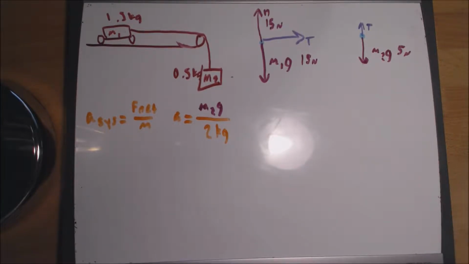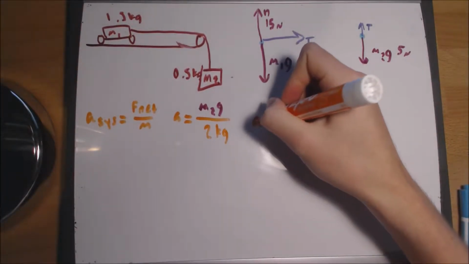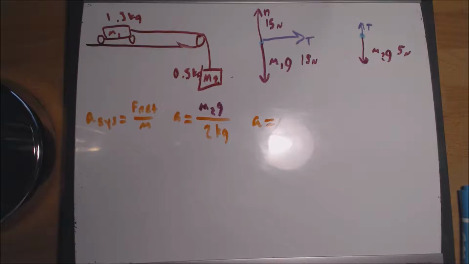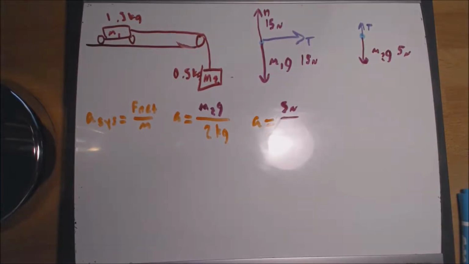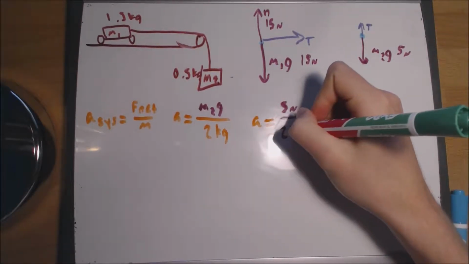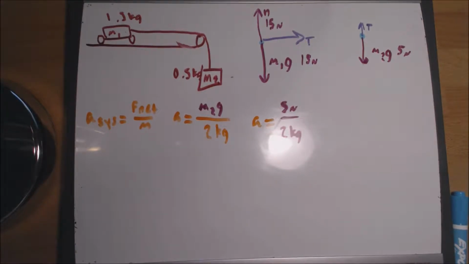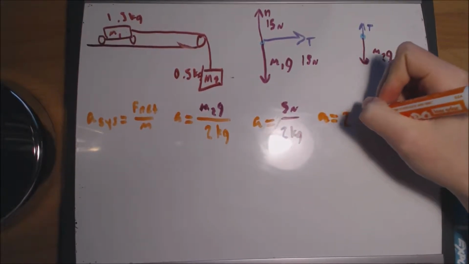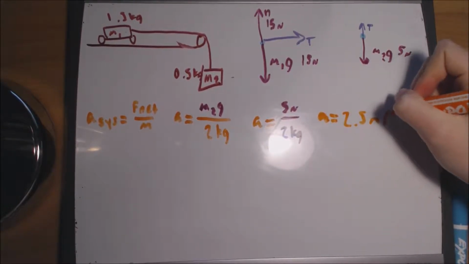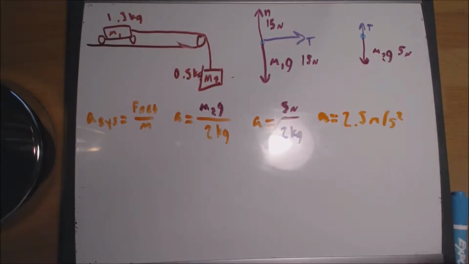So our acceleration is just going to be 5 newtons over 2 kilograms. So our acceleration will equal 2.5 meters per second squared. So that's great. Now we want to calculate the tension in the string.